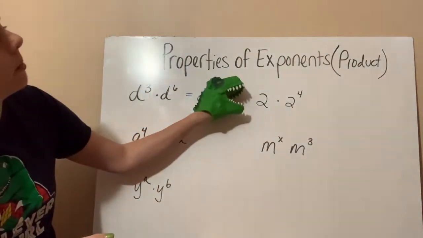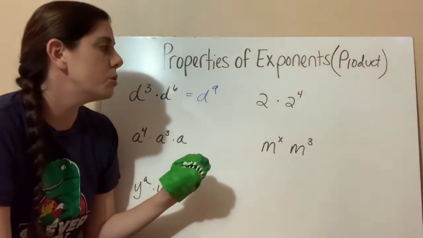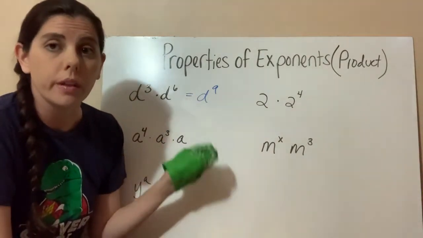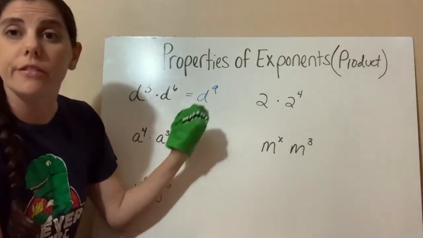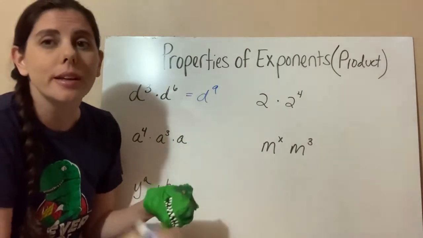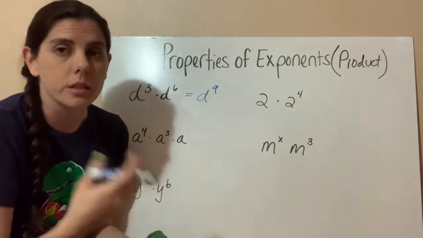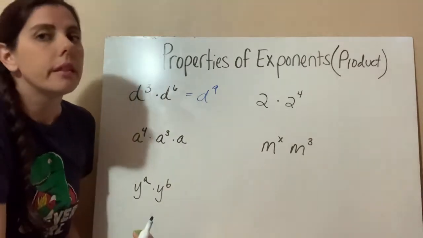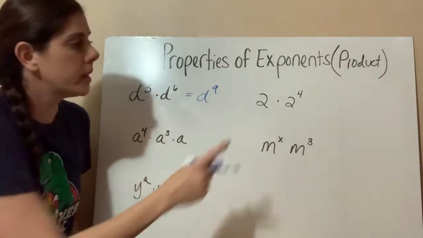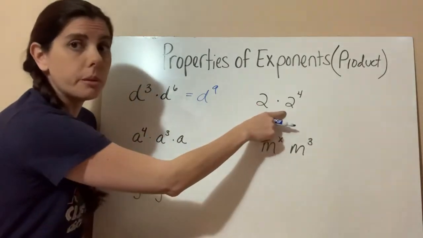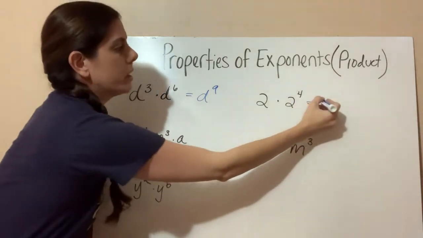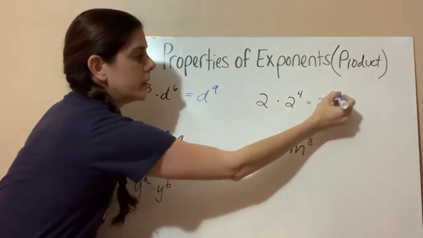What about our next one? We have 2 times 2 to the fourth. So in this case, it doesn't have a variable as the base. It actually has a number or a constant as the base. So how do we work that? Well, the principle still applies. These are both 2's. They're both the same. So we're just going to write this as 2 to the fifth.